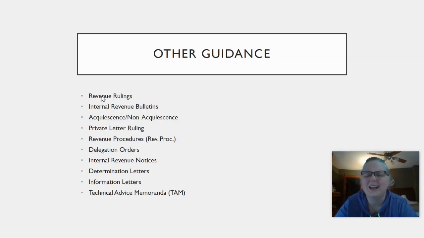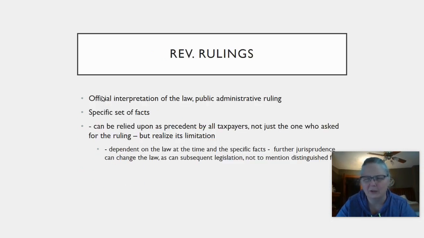Don't think you care. There's other guidance that's provided that lets you know what the law would be in a particular situation. And I've got a list of some of those. I'm going to go through them relatively quickly. I know I say quickly. You know what I mean by quickly. It's the Macmillan quickly, which isn't that quickly. Revenue rulings, internal revenue bulletins.